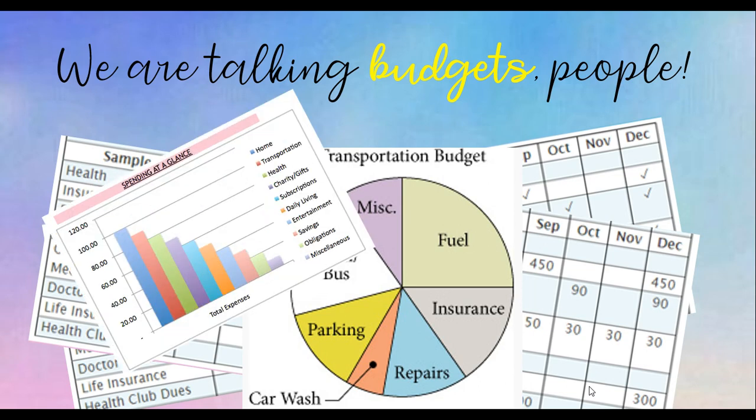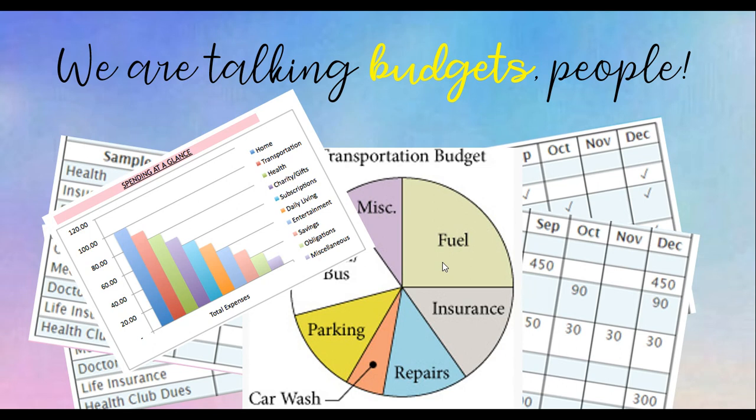And then bar graphs is what we're going to be talking about today. So here's just a random bar graph I found off the web, spending at a glance, since we're talking about expenses and budgets. And these might be something that goes into your budget, such as home, transportation, health, charity or gifts, subscriptions, daily living, entertainment, savings, obligations, miscellaneous, and so on. You guys have seen bar graphs, histographs. They're all over the place. They're probably the ones you're the most comfortable with creating, and we will work with those a little bit today.